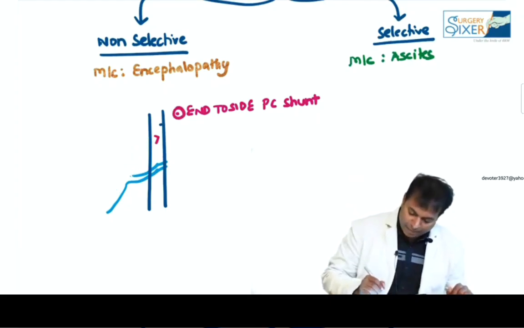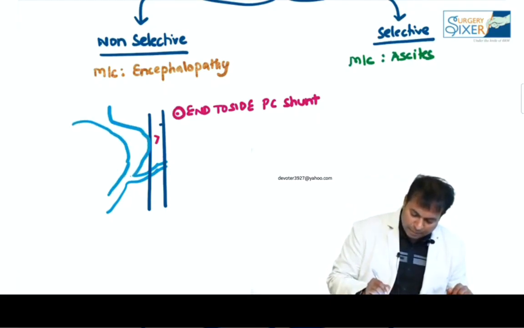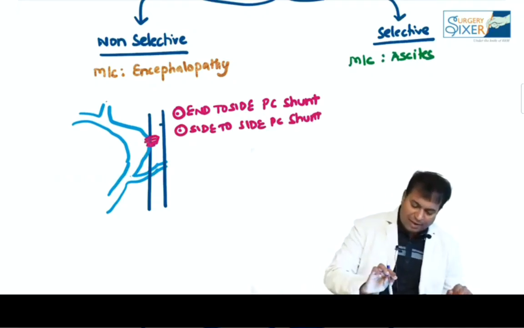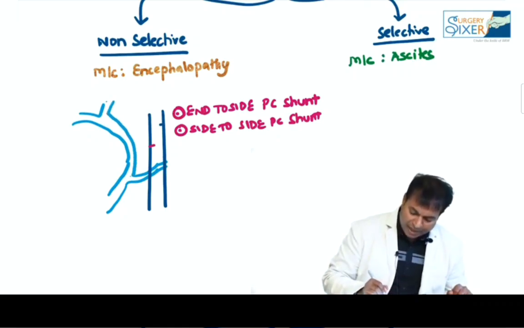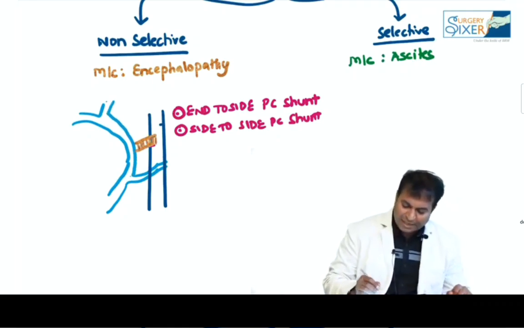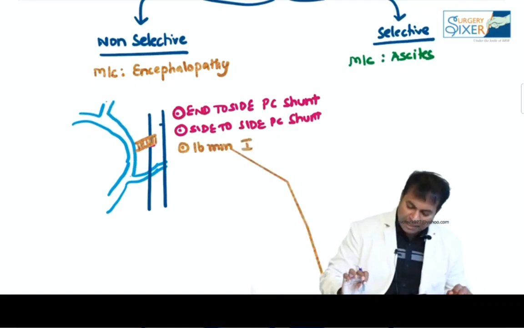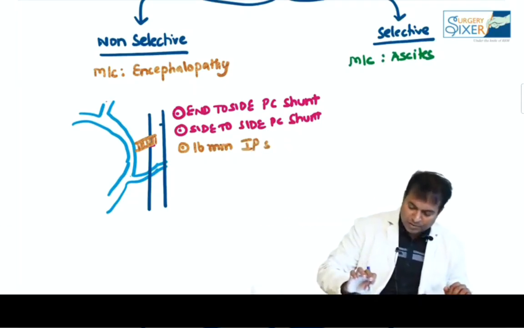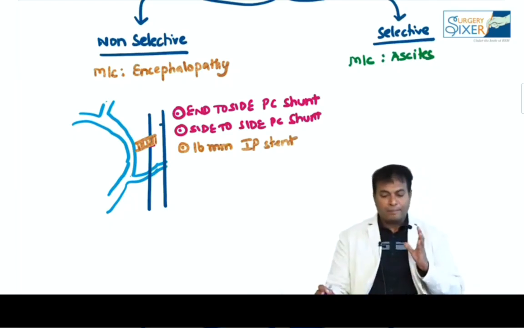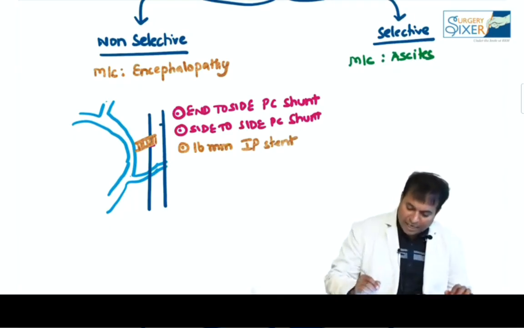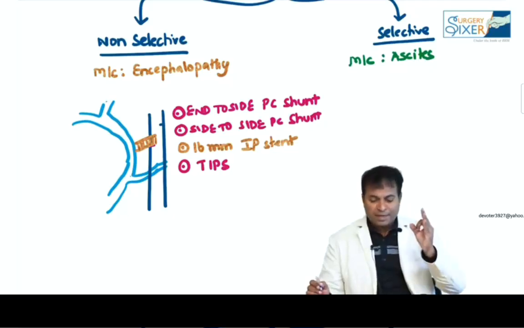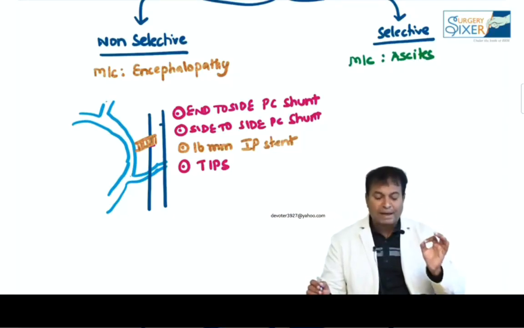Or else I can make a side to side portocaval shunt like this. I have made a side to side anastomosis. Or else I can make an interposition stent like this, 16 millimeter diameter, as a shunt. These are all between the portal vein and the IVC. And please remember, I already showed you one procedure, TIPS. It is also a type of non-selective shunt. So end to side portocaval shunt, side to side portocaval shunt, interposition shunt of 16 millimeter diameter, and TIPS are all examples of non-selective shunt.